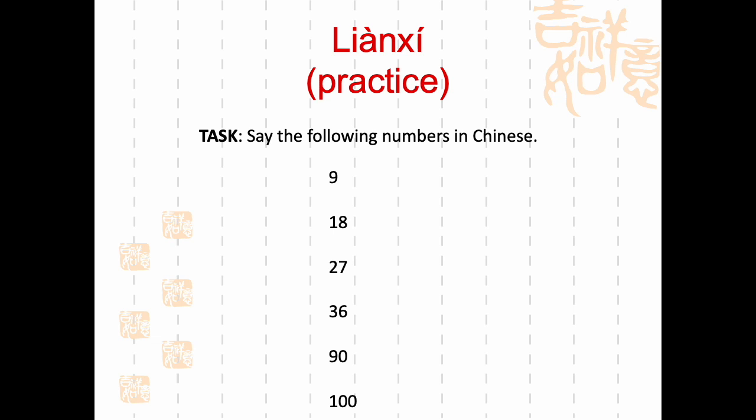Let's look at the first one. 9, 中文怎么说? 9. 18. 27. 36. 90. And 100. This one's not covered in the textbook, but it's still good to know.